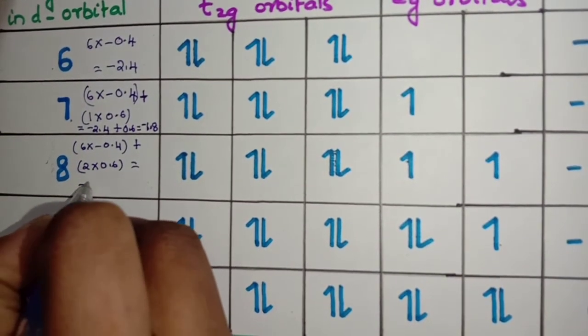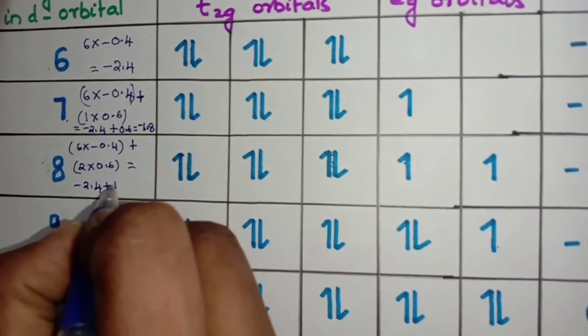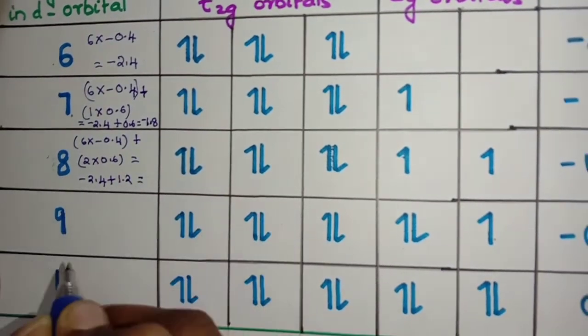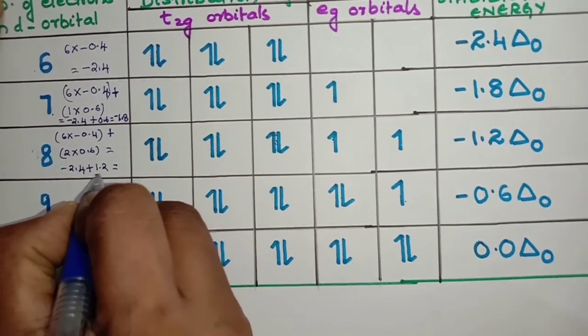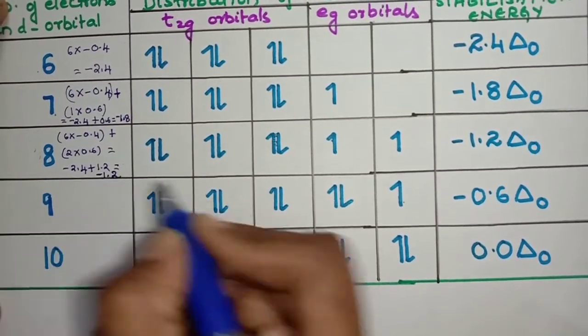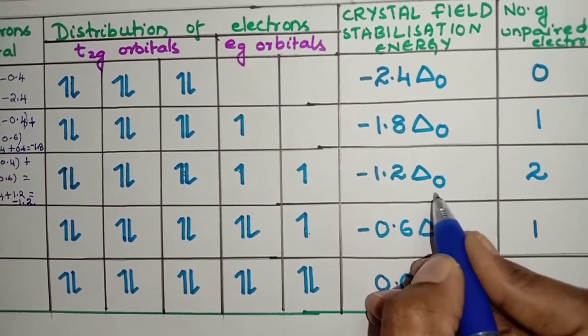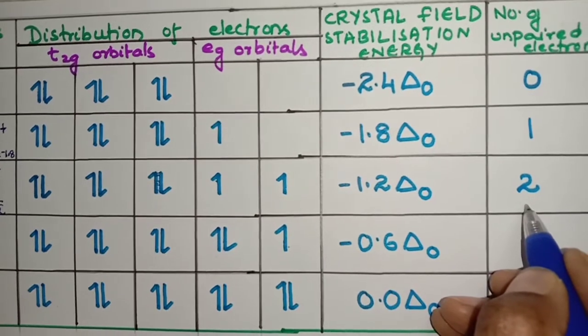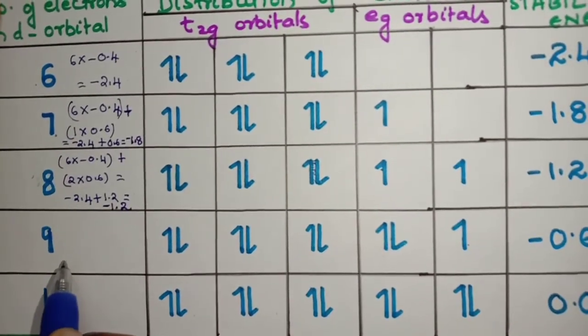How much? Minus 2.4 plus 2 into 0.6, 1.2. How much is it? 2.4 minus 1.2. You all know that it is 1.2. So minus 1.2 delta O is the CFSE. Number of unpaired electrons equals 2. Okay, students, clear? Next, coming to number of electrons, 9.